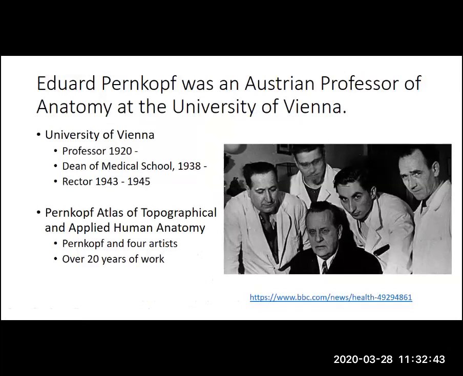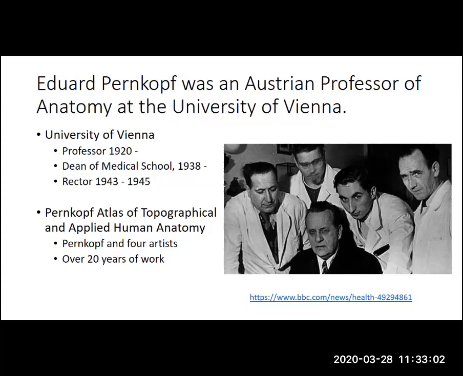And so if we take a look at this, Eduard Pernkopf was an Austrian professor of anatomy at the University of Vienna. He went to the University of Vienna in 1920 as a professor, became dean of the medical school in 1938, and rector, which is roughly the president of the university, from 1943 to 1945.